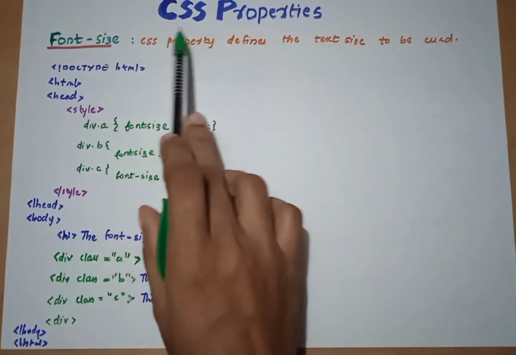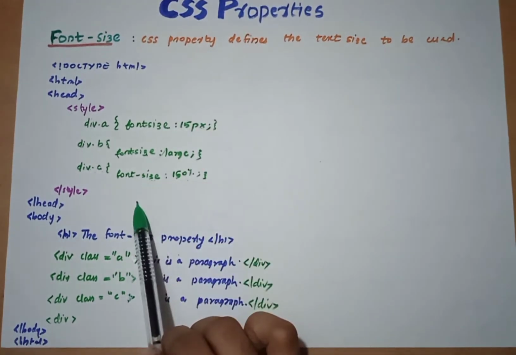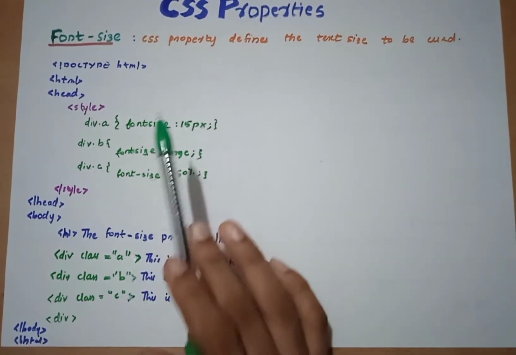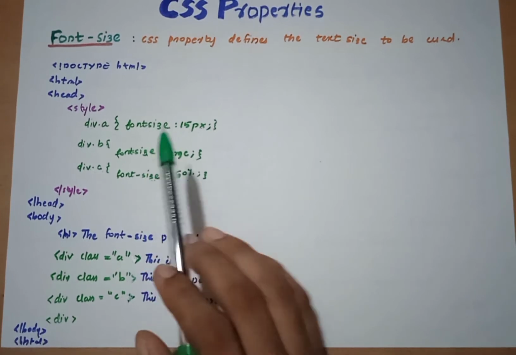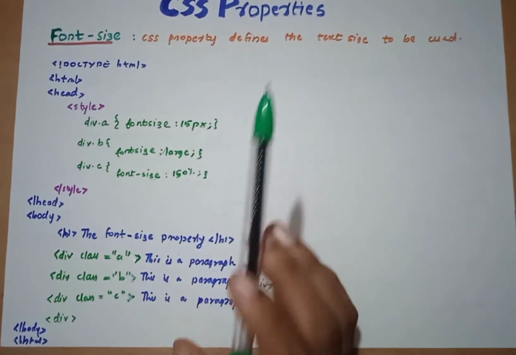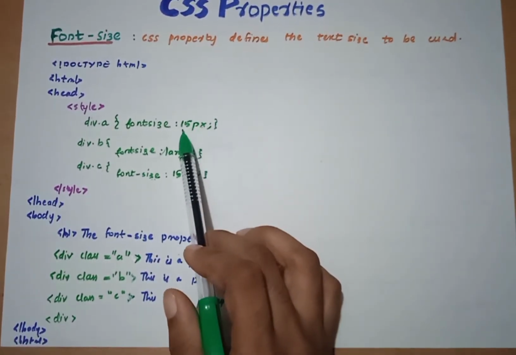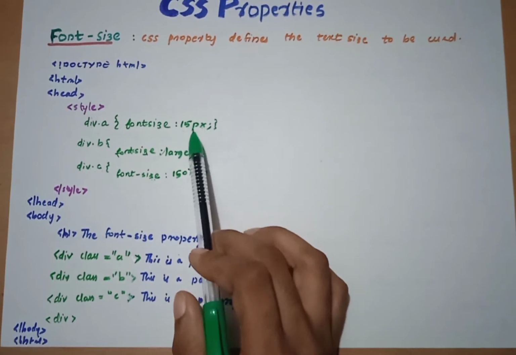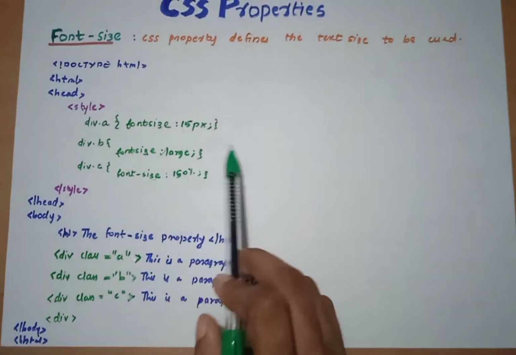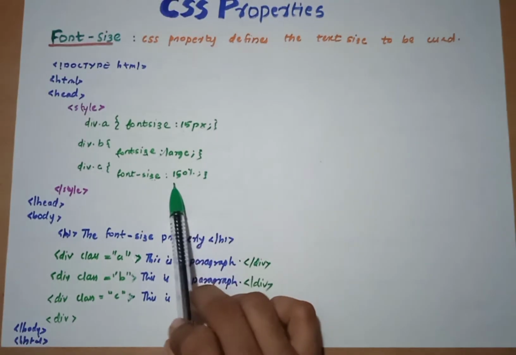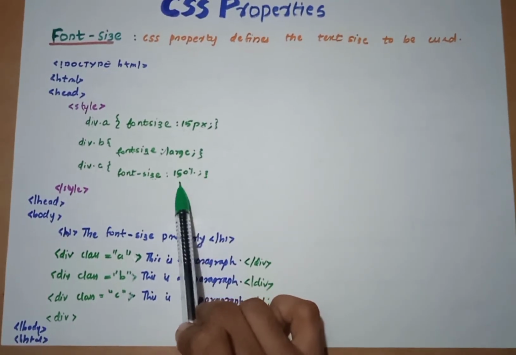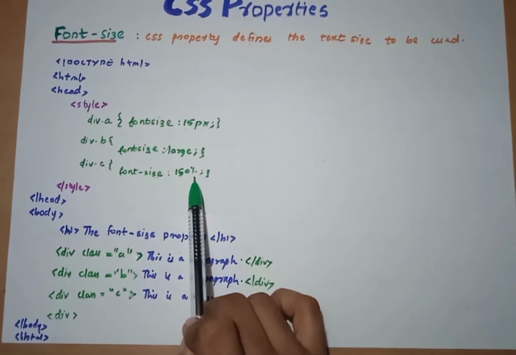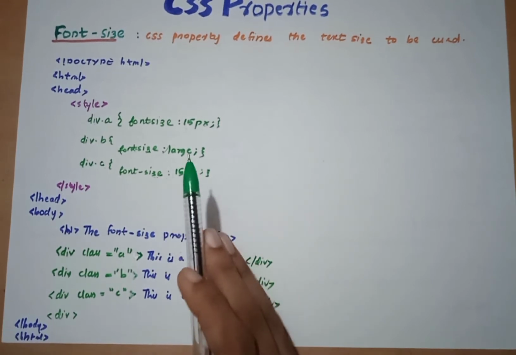So according to this concept, font size is a CSS property which defines the text size. We can use different values such as pixels or values like large, small, and it can also be mentioned using percentage values too. So this is actually the concept here.